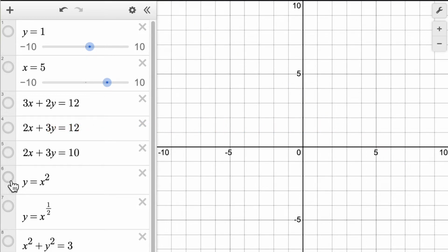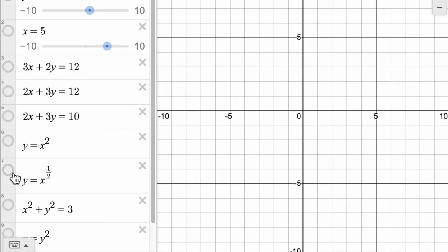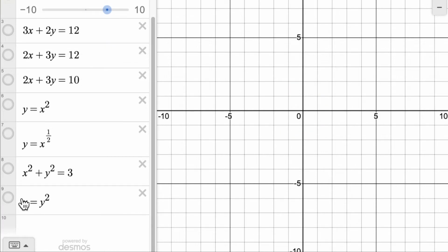The sixth one has an x squared in it, and this one does not graph to be a line. We do not consider this to be a linear equation. The seventh one, not a linear equation. The eighth one, not a linear equation. And finally, the ninth one, not a linear equation. Linear equations make straight lines.